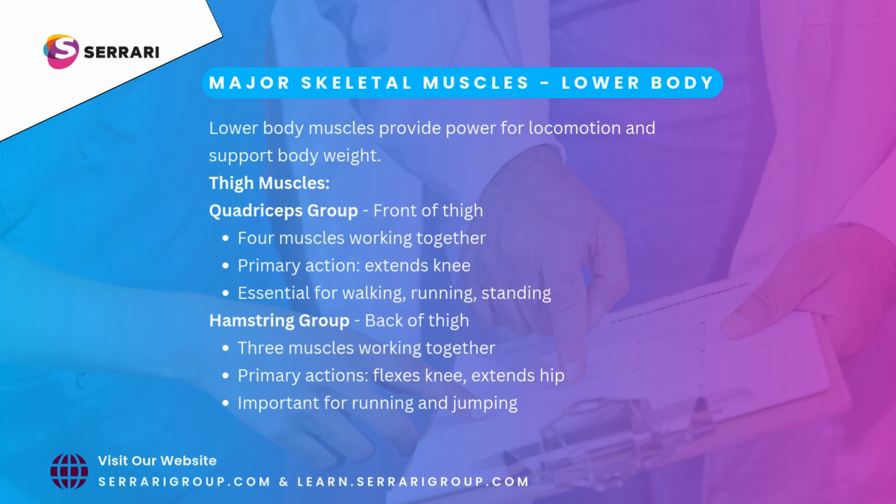Thigh muscles. Quadriceps group, front of thigh. 4 muscles working together. Primary action, extends knee. Essential, hamstring group back of thigh. 3 muscles working together. Primary actions, flexes knee, extends hip. Important for running and jumping.